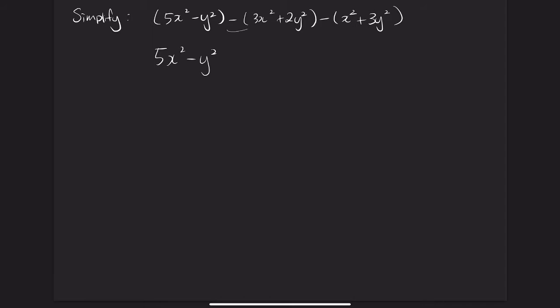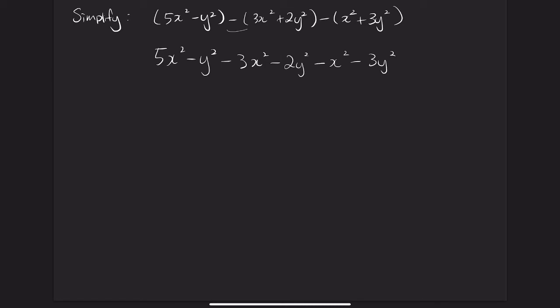So I want to put a minus sign in front of every term. Minus 3x² minus 2y². And same goes for the last set of brackets. Minus x² minus 3y². And let's group all the like terms together.